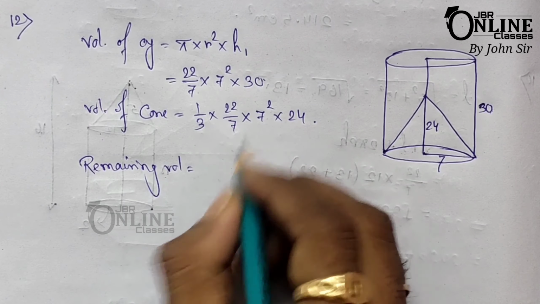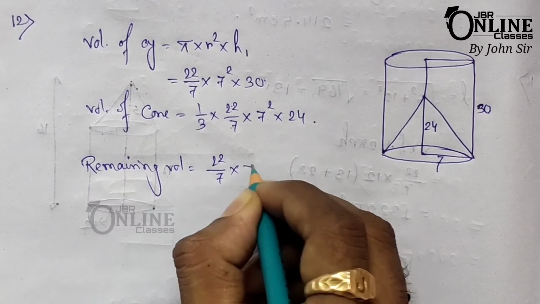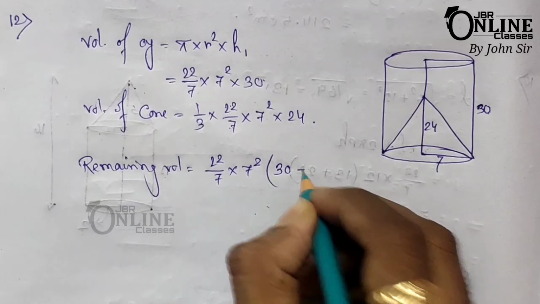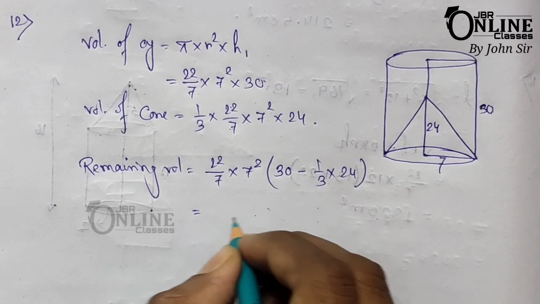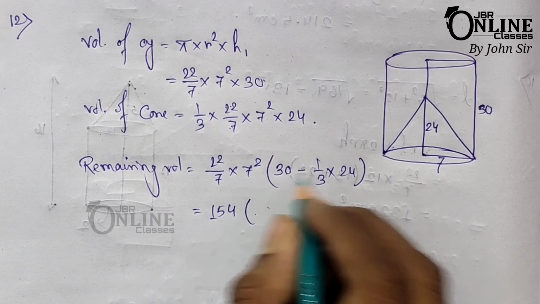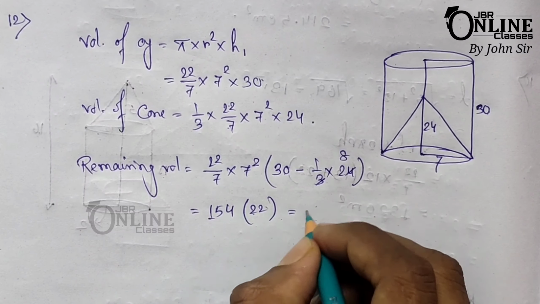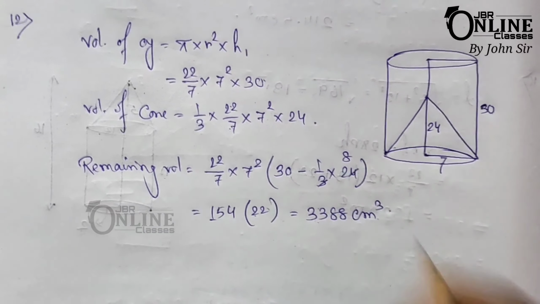So here the remaining volume equals 22 by 7 and 7 square. So 22 by 7 into 7 square will be common. So the first portion 30 minus 1 by 3 into 24. So that equals 154 into 30 minus 8, that means 22. So 154 into 22 becomes 3388 centimeter cube.